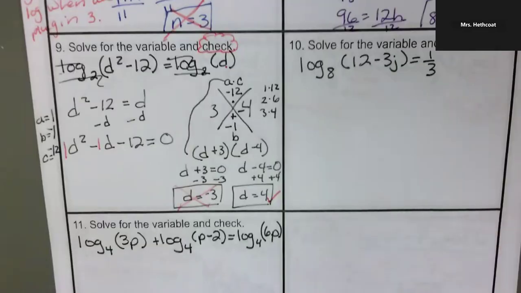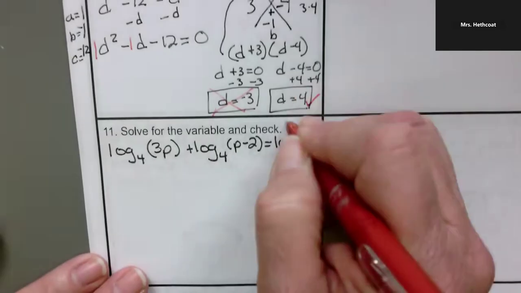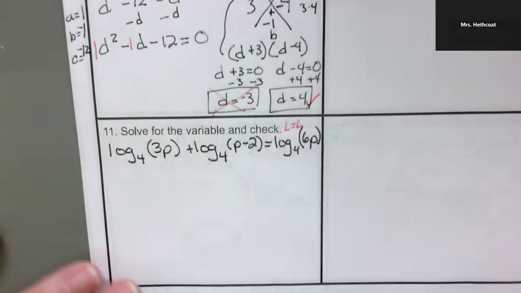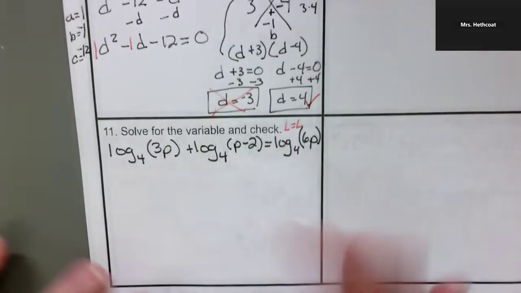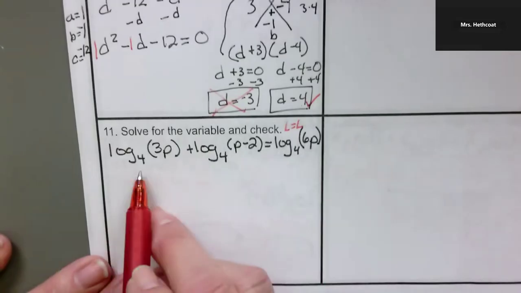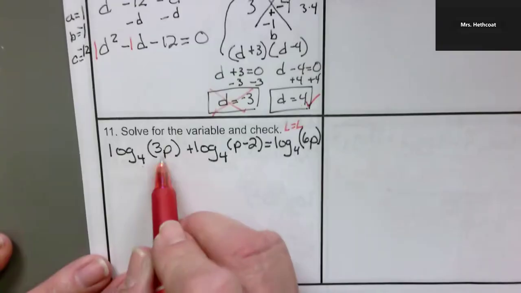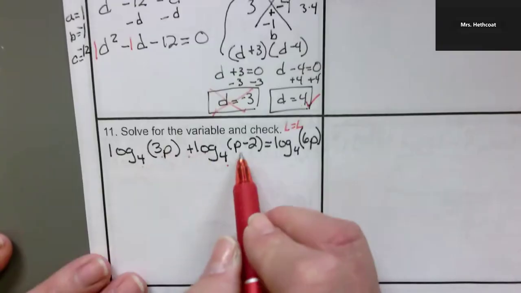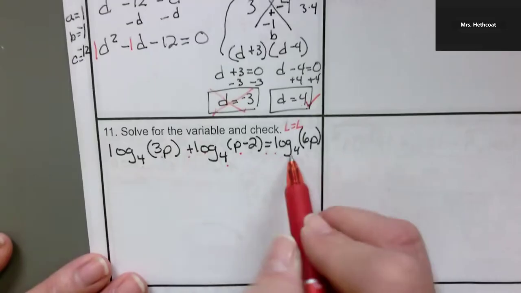Number 10. Actually, I'm going to go to number 11 first because number 11 is still a log equals log problem, and number 10 is different. So let's continue on the path we're on, and then we'll go to number 10 afterwards. All right, log base 4 of 3p plus log base 4 of quantity p minus 2 equals log base 4 of 6p.